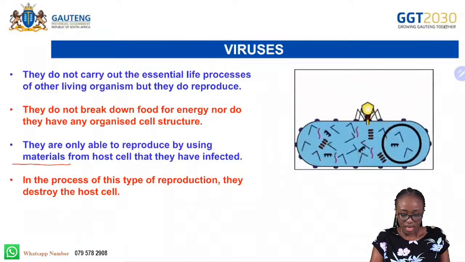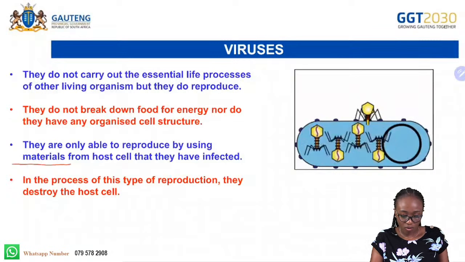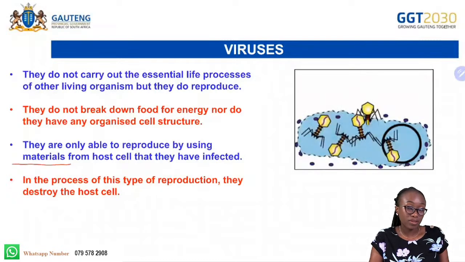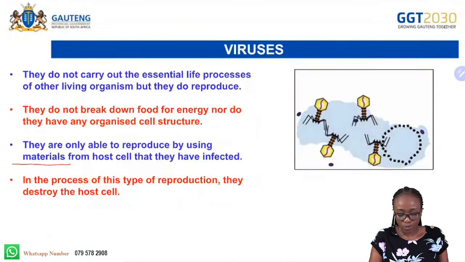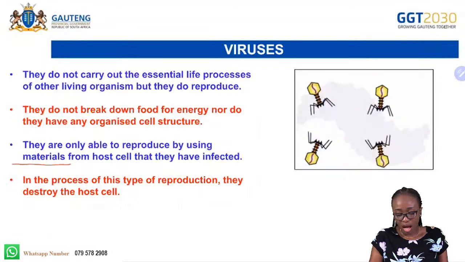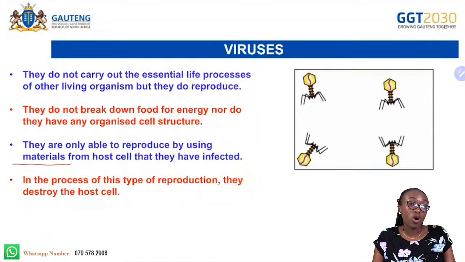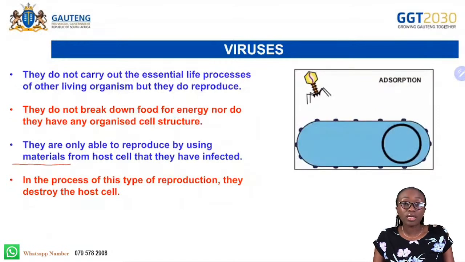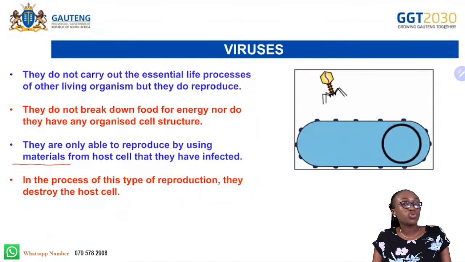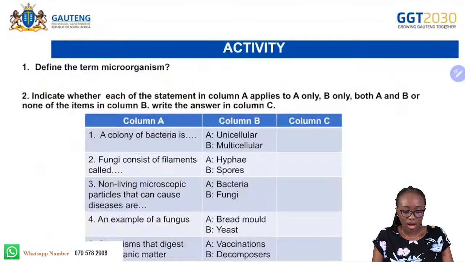So you see, it has injected some of its DNA into the living organism. Now it has used the parts inside the living organism, the host, to produce its own offspring. Now it has destroyed the host. Then the same cycle continues over and over again.